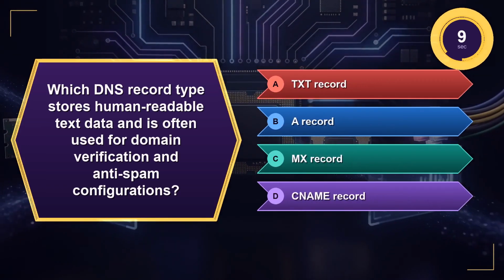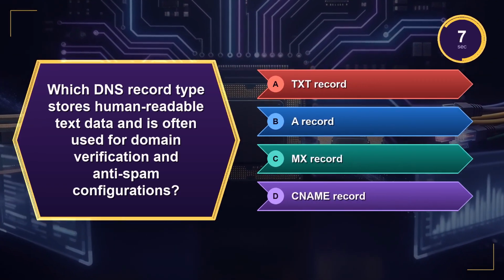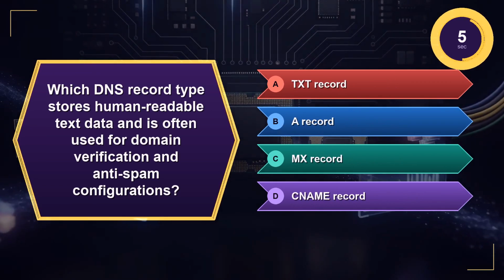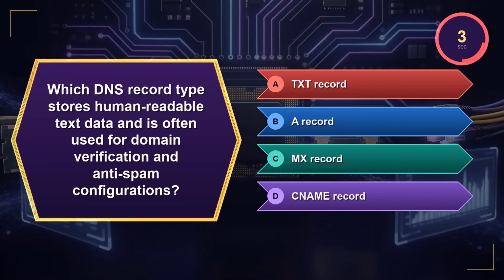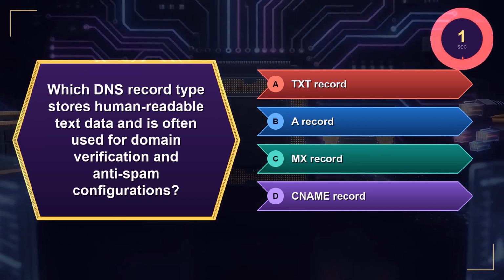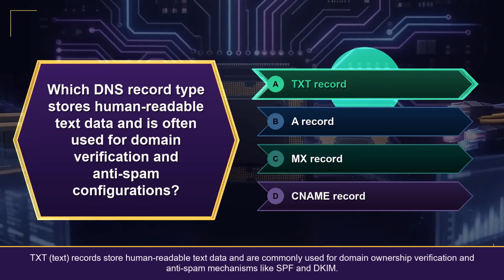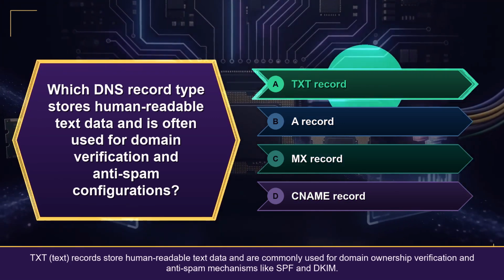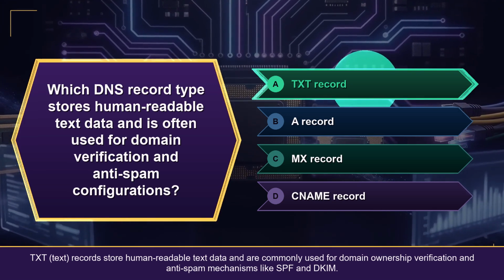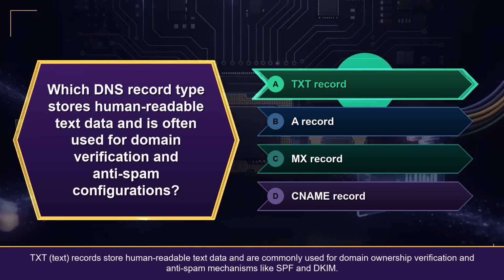Which DNS record type stores human-readable text data and is often used for domain verification and anti-spam configurations? TXT, text, records store human-readable text data and are commonly used for domain ownership verification and anti-spam mechanisms like SPF and DKIM.